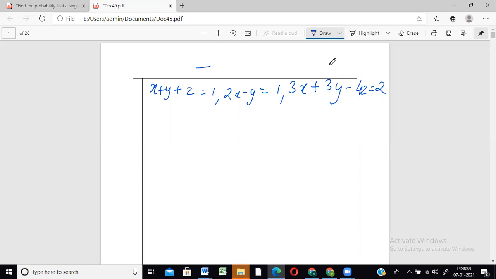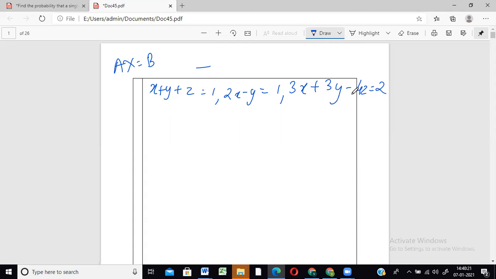This question asks for the method of reduction. And even before that, they have told us to express this in the matrix form. What do you mean by matrix form? It is nothing but AX is equal to B. Where A is nothing but the coefficients of x, y, and z respectively, that matrix. Capital X is nothing but those unknowns, and B is nothing but the constants.